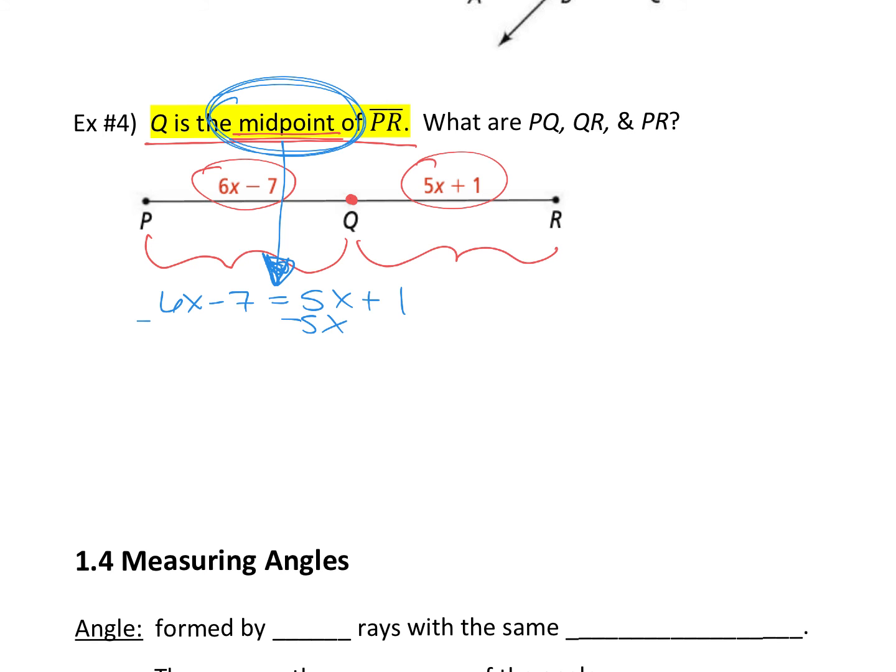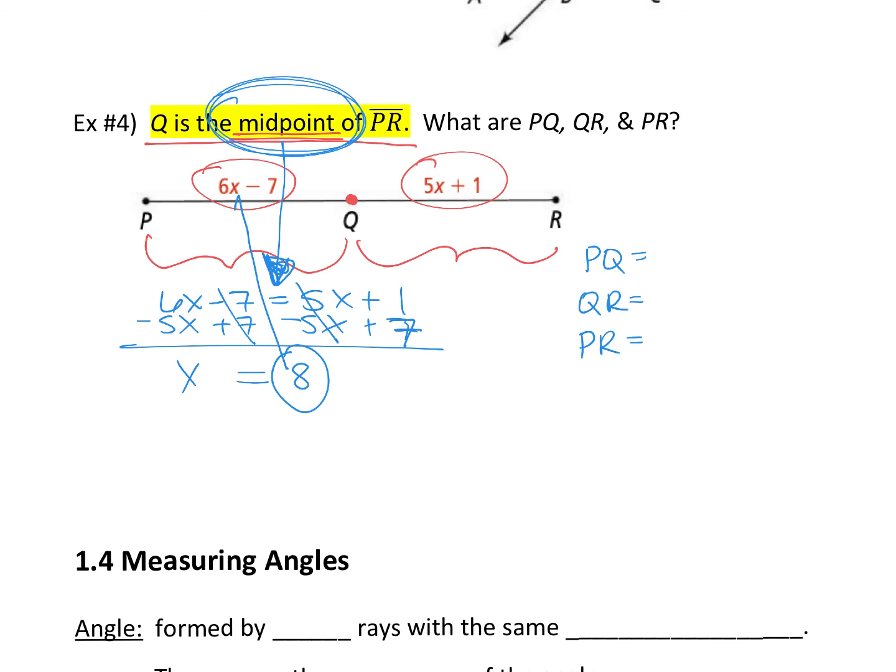Take away the 5x, add the 7. So we get x equals 8. Okay, so we know our x value. X is 8. They didn't ask for x. They asked for PQ and QR and PR. How do we find the length of PQ? Julia, go for it. Add 8 in the place of the x in the equation. Right, we're going to put this 8 right here.